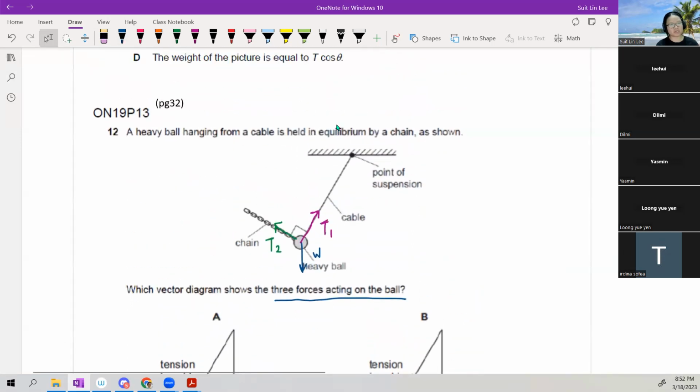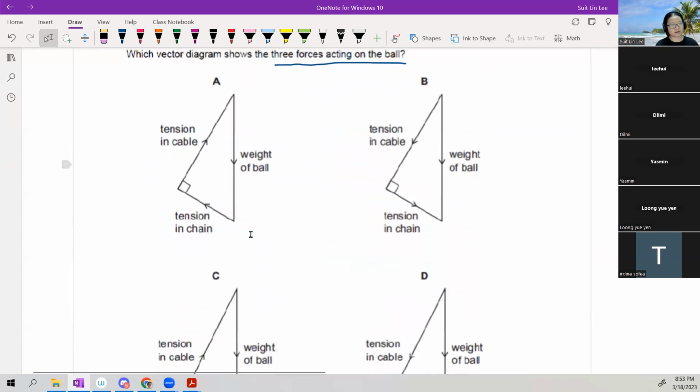If the ball is in equilibrium, the net force is 0. So you should have a cyclic vector drawing. It has to be a cycle. So in this case, there are a few diagrams that are not cyclic. For example, this one is going down, this one is going down, but this one is also going this way. So no.